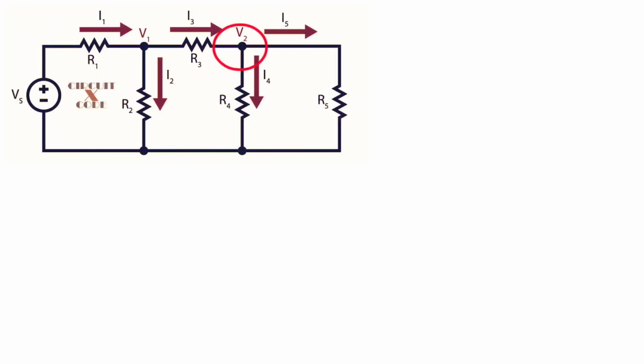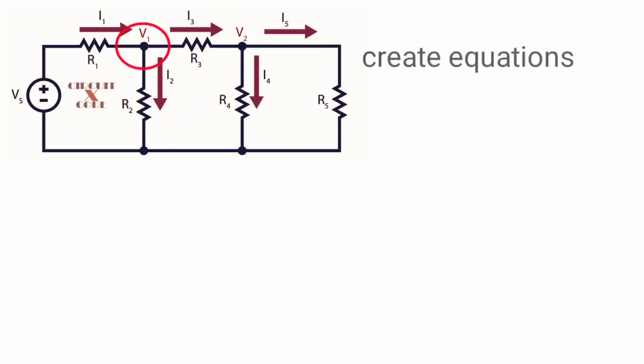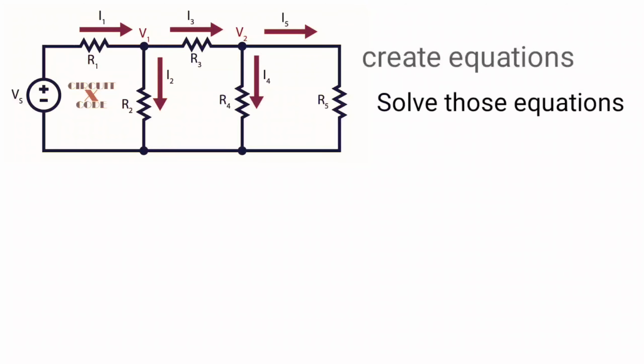In this process we will analyze the nodes, and after analyzing the nodes we will create equations. After creating the equations we will solve them, and after solving them we will get the unknown variable that we want to find.